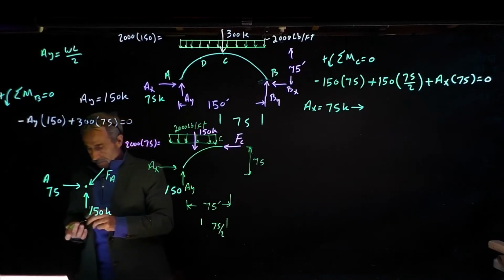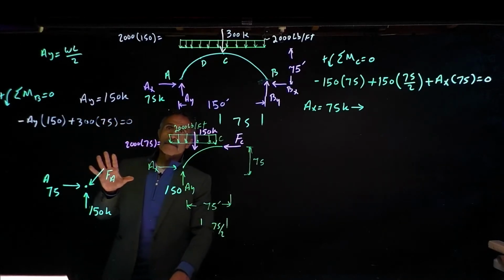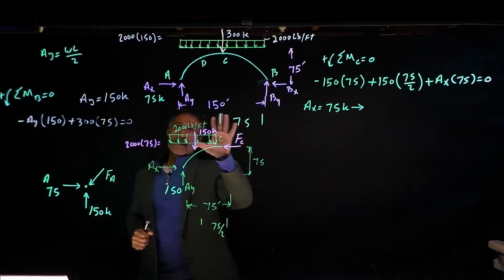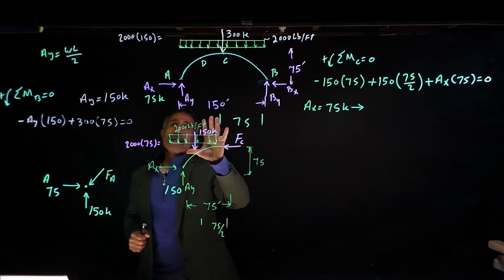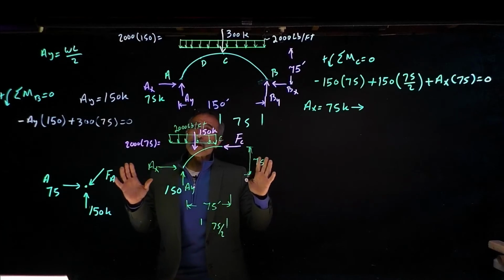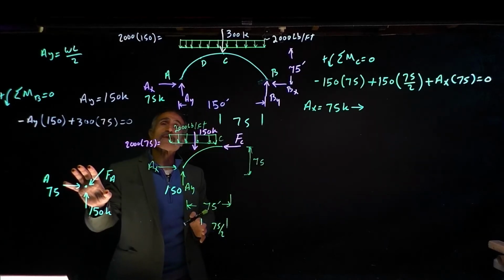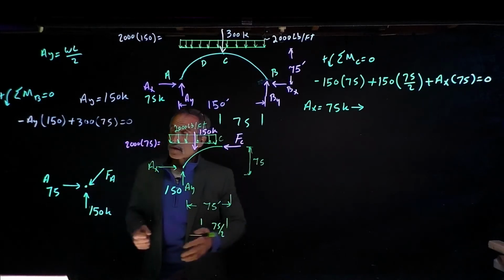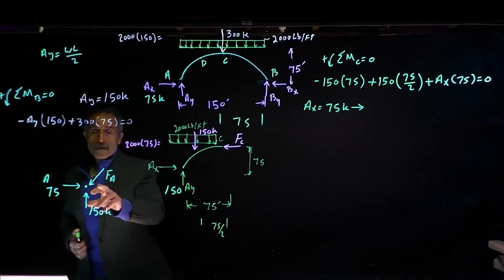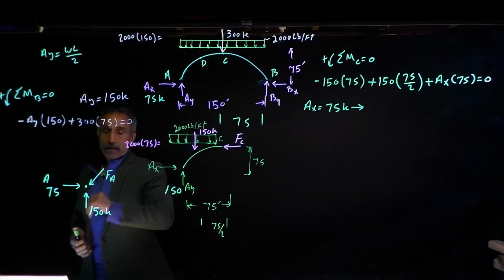Remember one thing: this arch is not going anywhere. It's rigid and it's not moving. What do you mean by it's not moving? It means the summation of all forces is equal to 0. If the summation of the forces does not equal 0, that means the structure will move, and when the structure moves, it means it collapses. We don't want that. So that's why we say all summation is equal to 0. And therefore it makes it easier to find out what FA is.